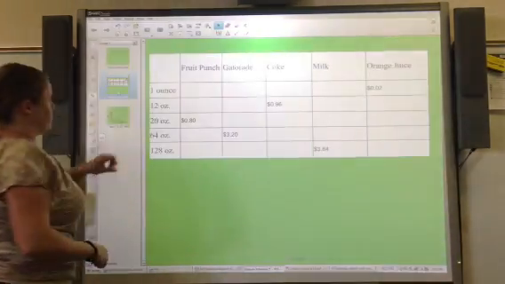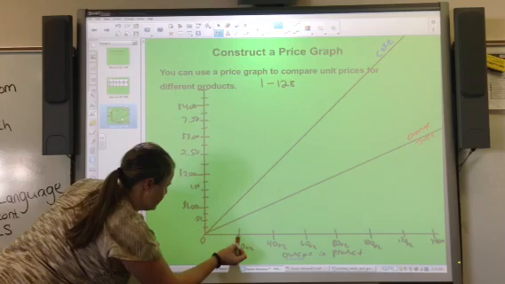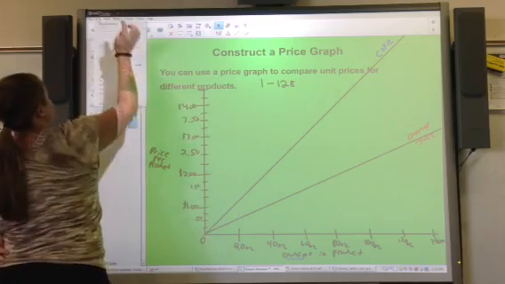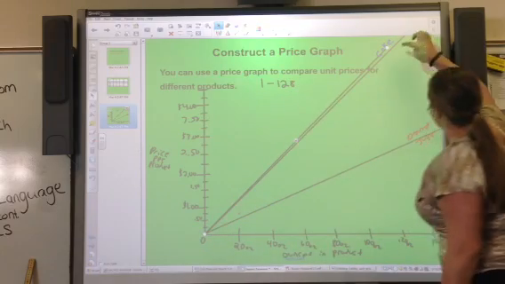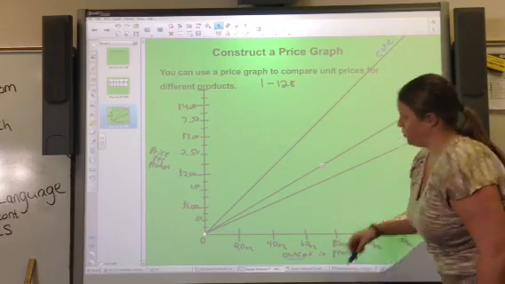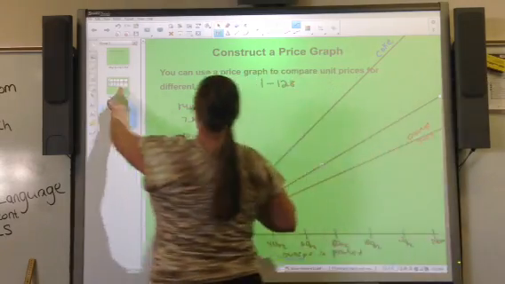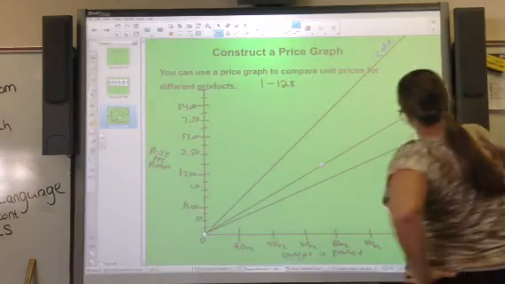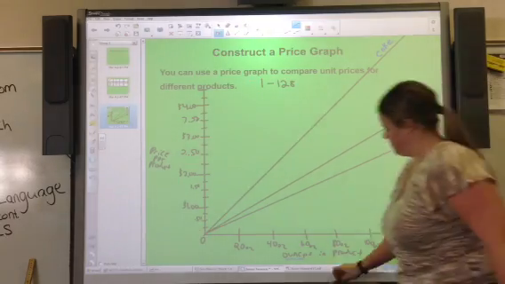Go back to my chart, and I've got 20 ounces is 80 cents for the fruit punch. So 20 ounces is 80 cents. So 20 is here, 75 is there, about right there. Paste. Let's get my 0. My line is on the 0. And again, move your line, your ruler, across that point. And this one was the Gatorade. Okay. Fruit punch. So this was fruit punch. And you label it as such.